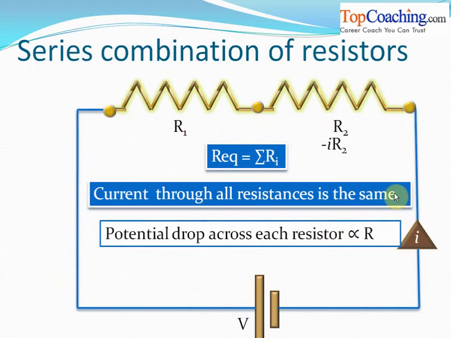The potential drop across each resistor is proportional to R in case of series resistances. And that is always true, isn't it? After all, we know that V equal to IR. So the potential drop across the first resistor is IR1. The potential drop across the second resistor is IR2. So clearly, the potential drop is proportional to the resistance in case of series connections.